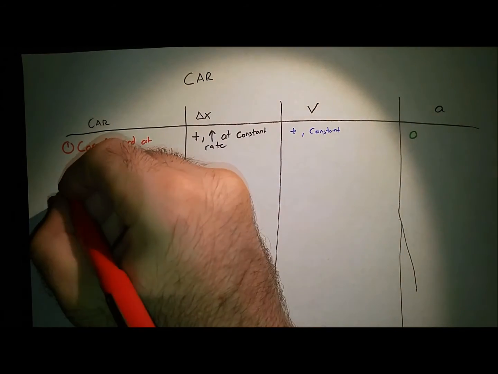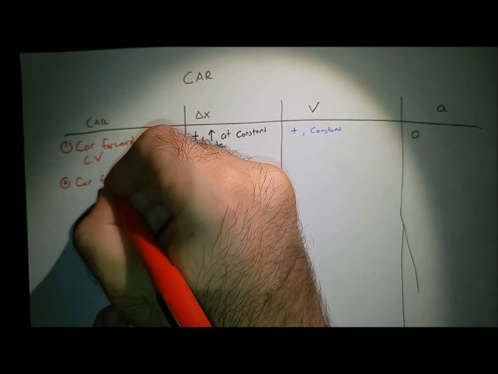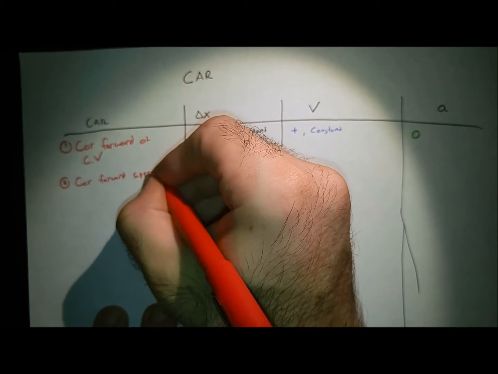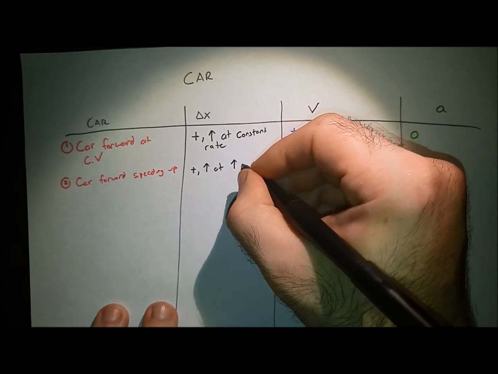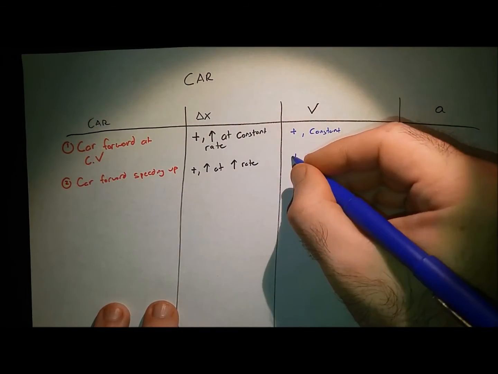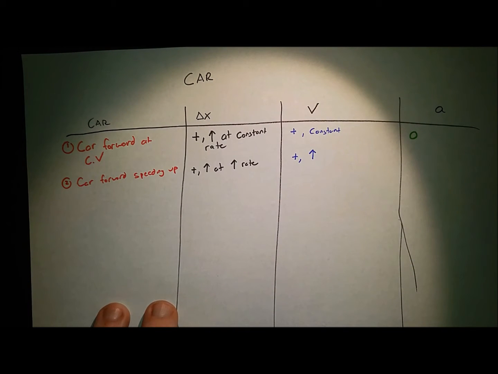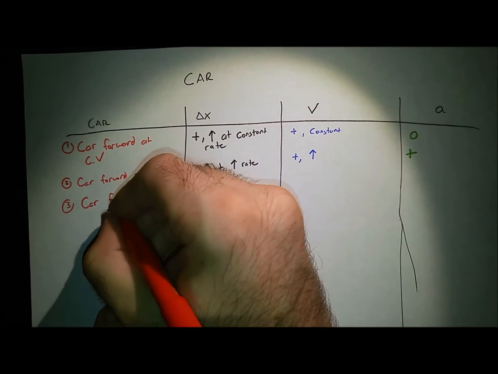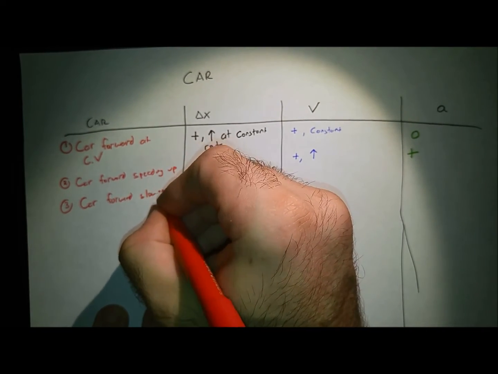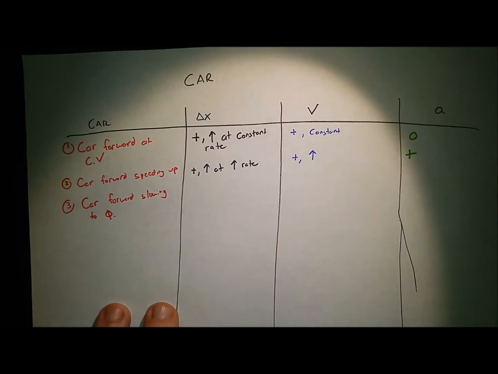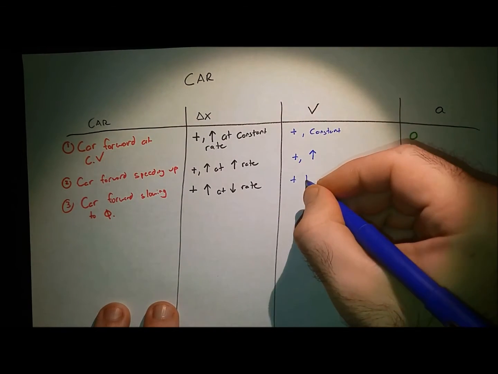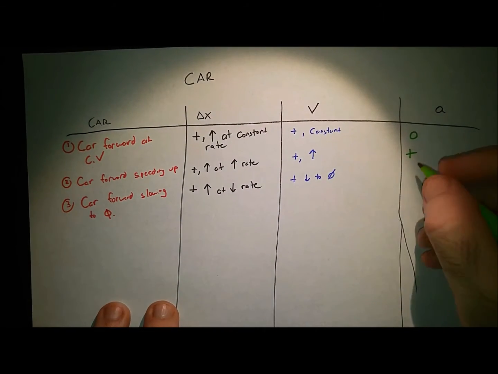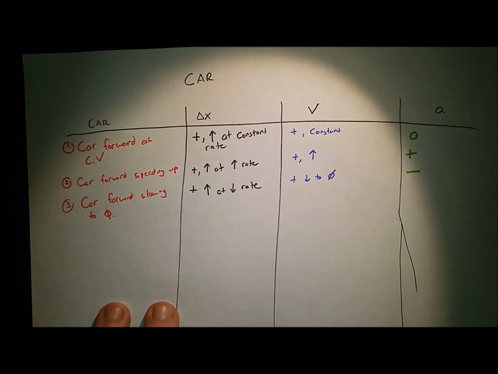Next up, let's look at a car going forward but speeding up. The displacement's positive, of course, because it keeps getting further and further away. The displacement's going up every second, and it's increasing at an increasing rate. So the velocity is positive and also increasing, which means the acceleration is positive as well. The third situation, a car going forward but slowing down. The displacement's still positive. It's still gaining displacement every second, but it's gaining less and less displacement. So the velocity is still positive, but it's getting closer to 0, which means the acceleration is negative.